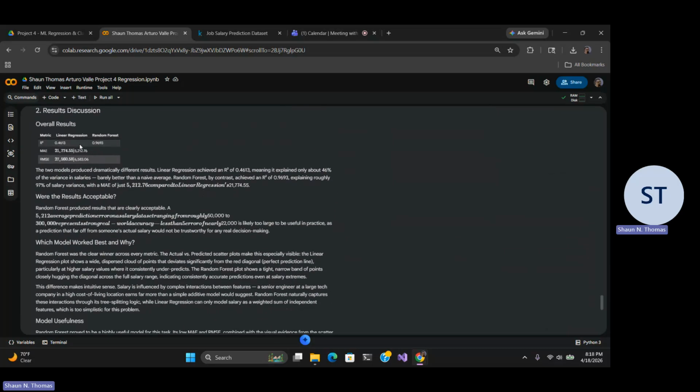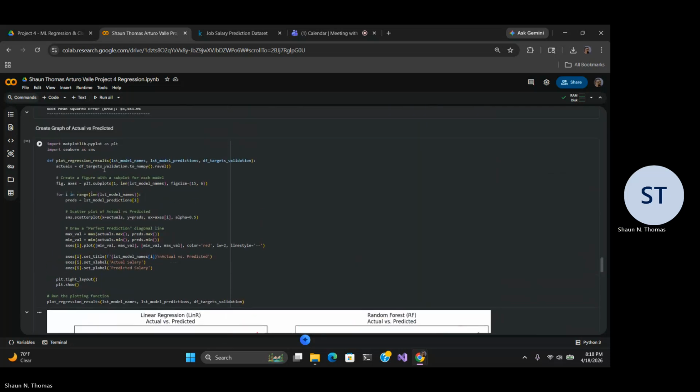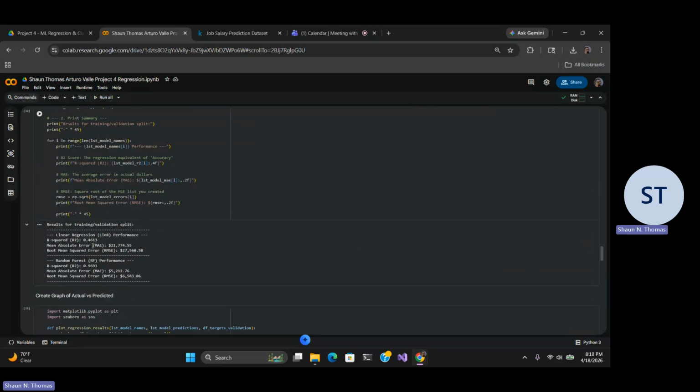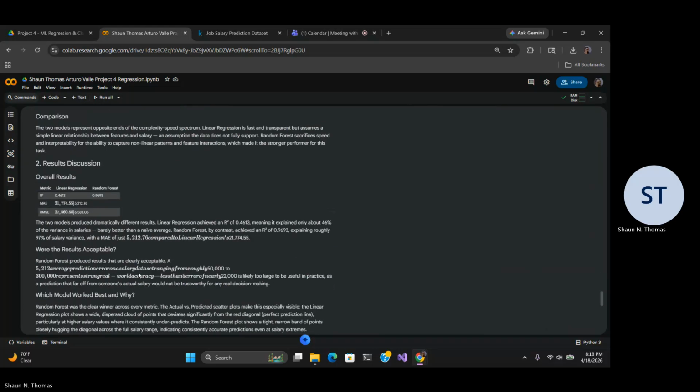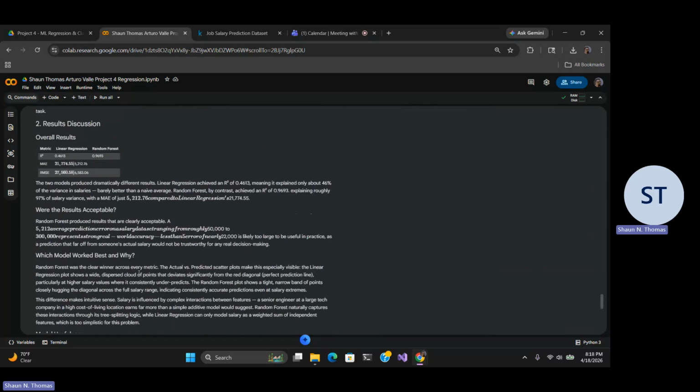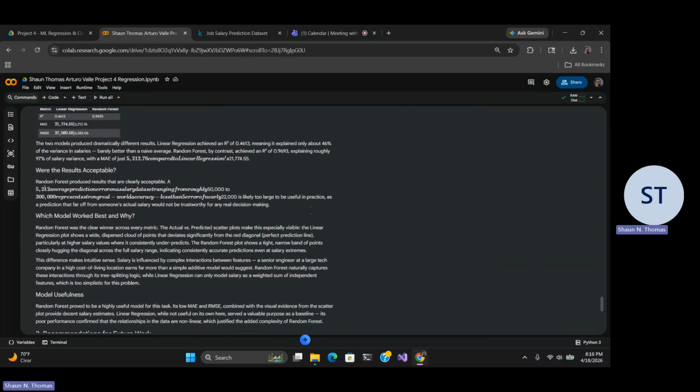So the results I already went over. For random forest, we got 96% using R squared compared to 46%. And then for mean absolute error, we got around 21K off compared to 5K off. And then for root mean squared error, we got around 27K off compared to 6.5K off. So yeah, it shows that random forest is a lot better. So the result's acceptable. Random forest is definitely acceptable. It can definitely be better.